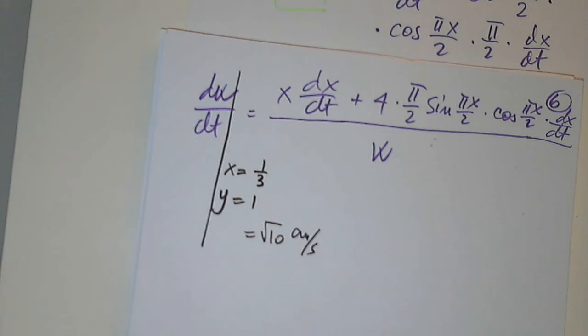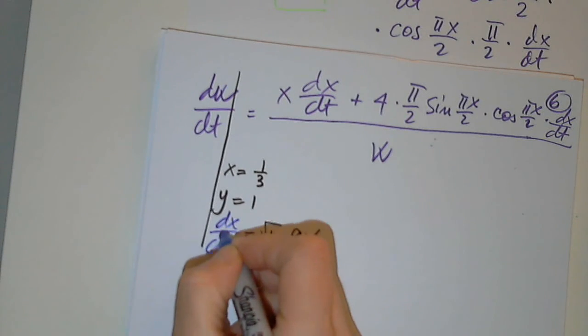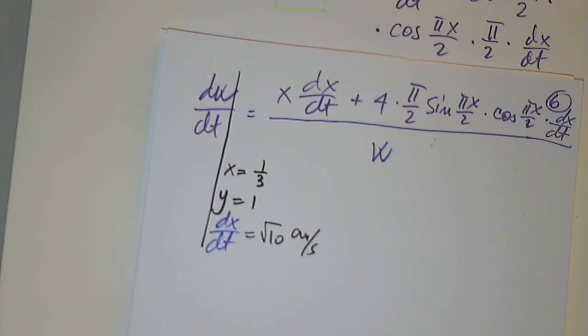Should I read that sentence again? Yes, okay, let me read it again. As the particle passes through the point 1/3 comma 1, its x coordinate increases at a rate of the square root of 10 centimeters per second. So that would be dx of dt. Thank you very much. Indeed, dx over dt.